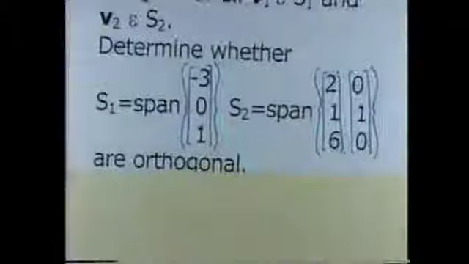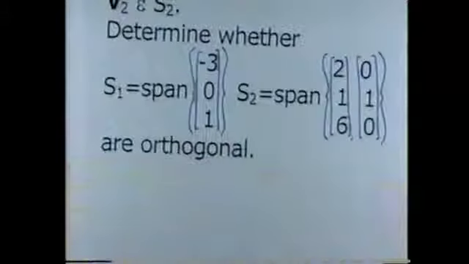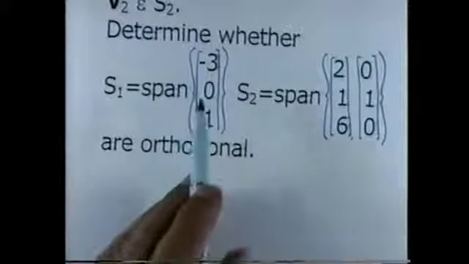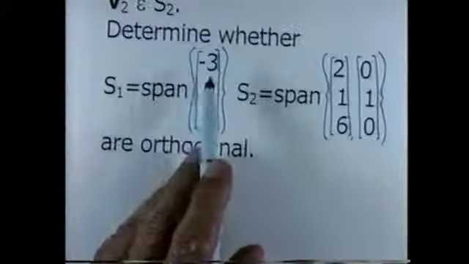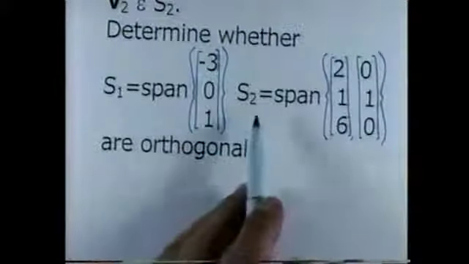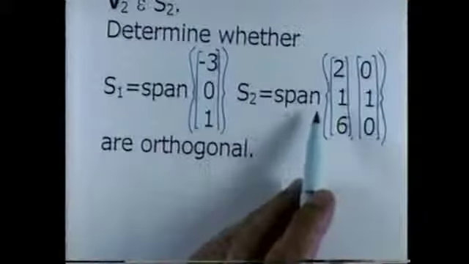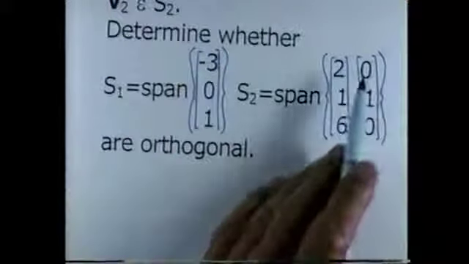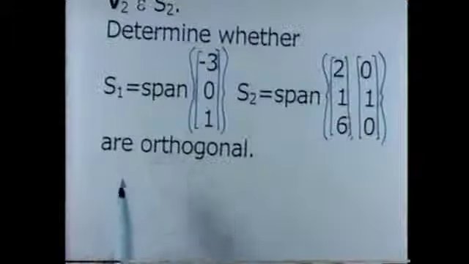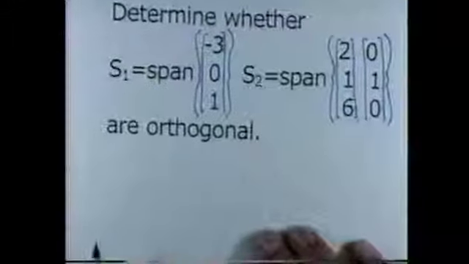Determine whether S1, defined to be the span of the vector -3, 0, 1, and S2, defined to be the span of the vectors 2, 1, 6 and 0, 1, 1, are orthogonal.